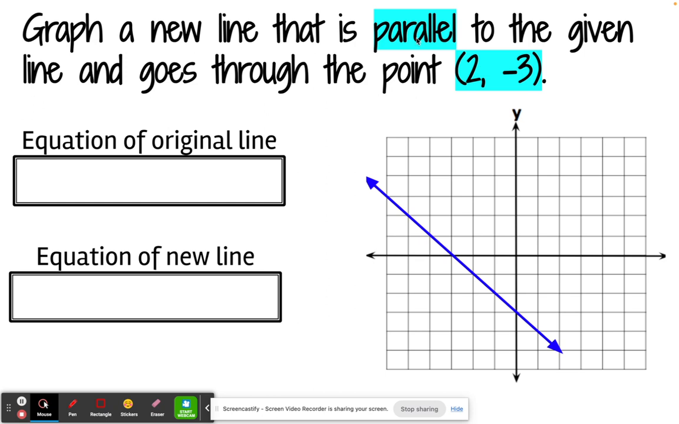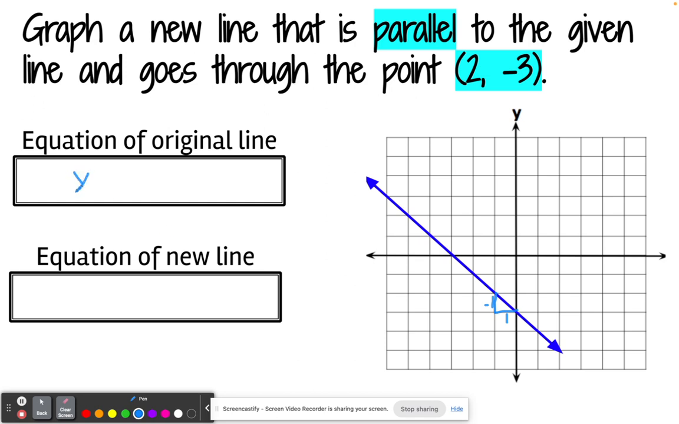Okay, I'm going to graph a line that's parallel to this line, but goes through point 2, negative 3. Well, let's write the equation for this line first. Where is my slope? Looks like I have a slope of negative 1. Oops, I kind of went from the wrong side. Let me rewrite that because I usually start on my left. Down 1 to the right 1. Negative 1 and 1. So my slope is negative 1.